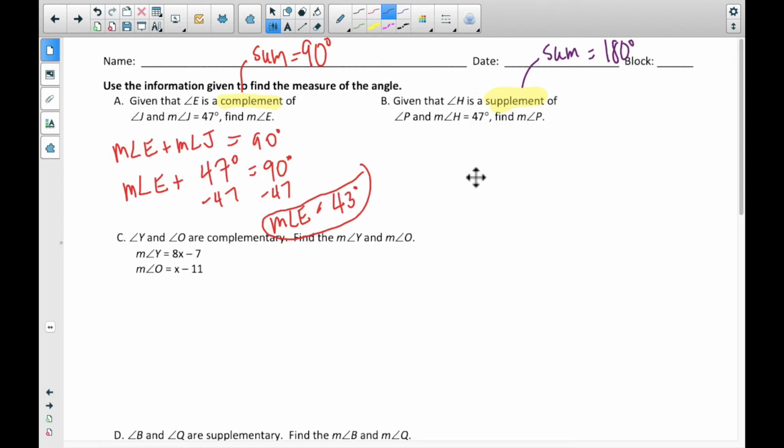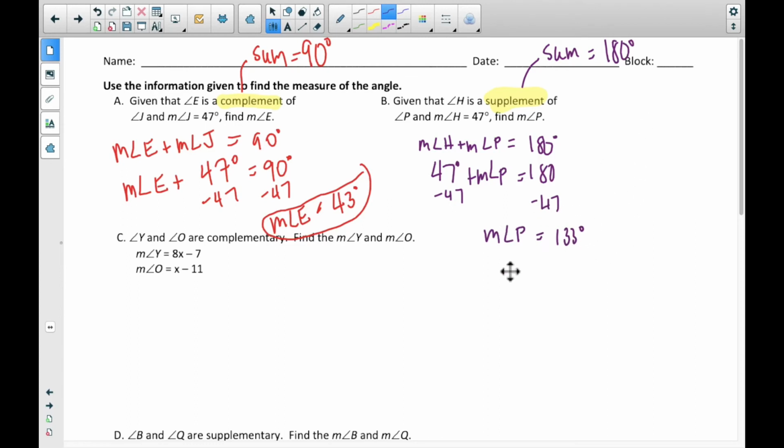All right, similar problem here, but now we're saying the sum is 180. So H is a supplement of P. That means that the measure of angle H plus the measure of angle P has to add up to 180 degrees. That's what that first sentence means. And then they say the measure of angle H is 47. So I can plug in my 47 here. And again, now I just need to do my subtraction.